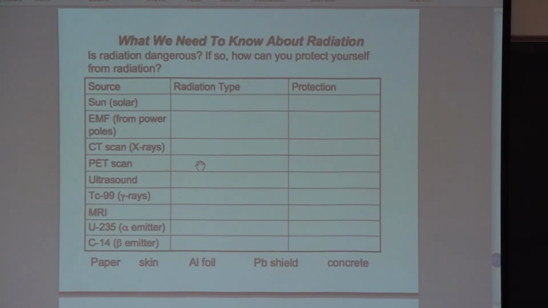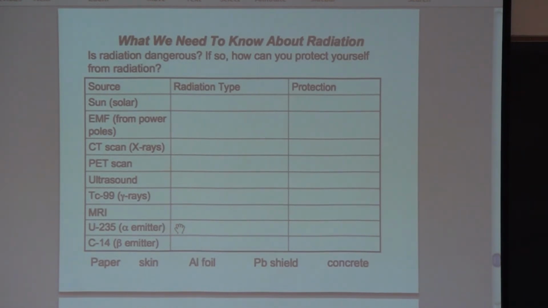You actually don't need something like lead. You can use something less dense. You can use something like paper or aluminum foil for that. For carbon-14, which is a beta emitter, or electrons, it's the same thing. Paper or aluminum foil will protect you from electrons or beta particles.